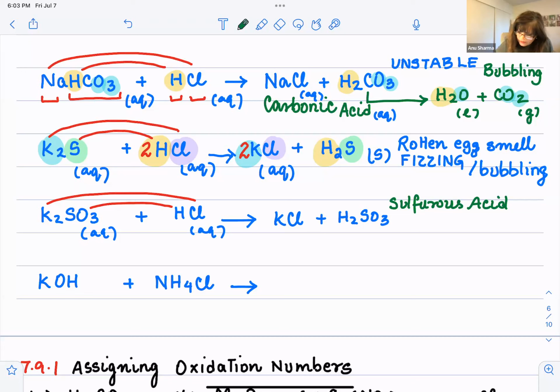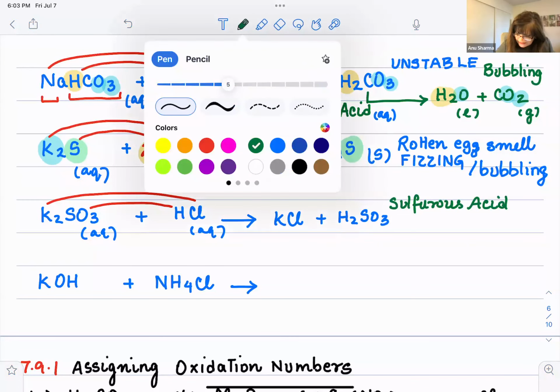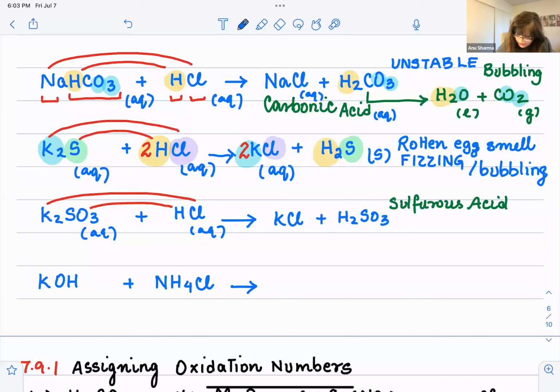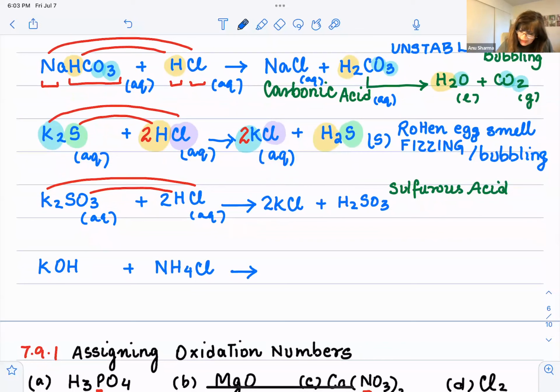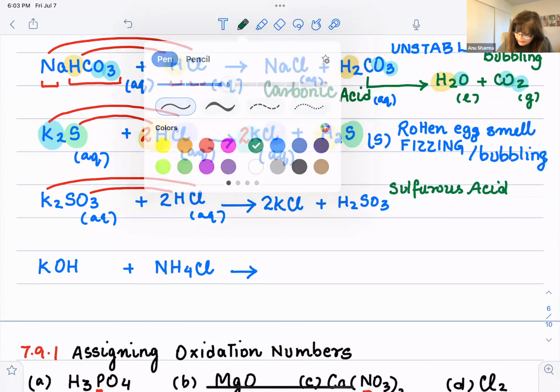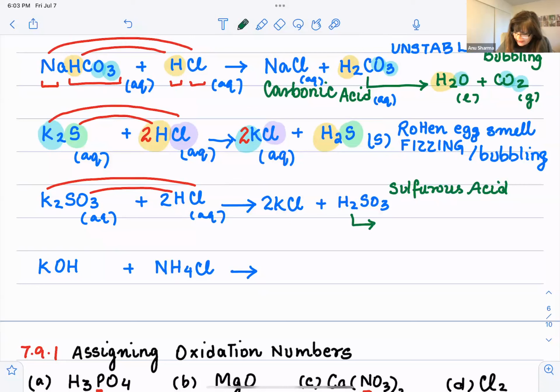All right, now here what do we see? Let's balance this first. So 2 potassiums, did we balance this? 2 hydrogens, 2 chlorines, 2 potassiums, and 1 sulfide ion. Okay, so what are we seeing here? H2SO3 is unstable, so it is going to break up, and again, it is going to form H2O, which is a liquid, and sulfur dioxide gas is released.